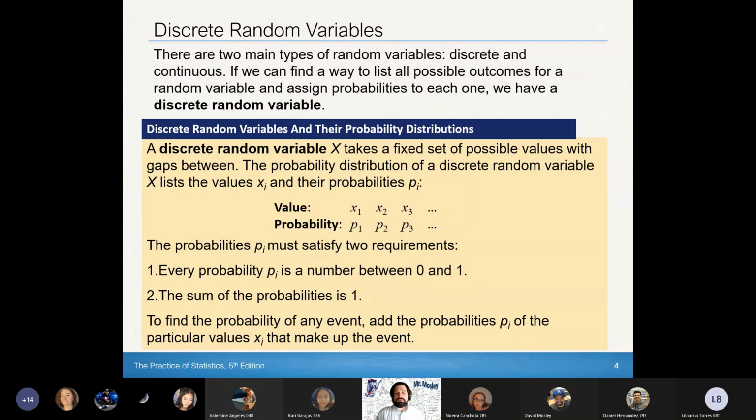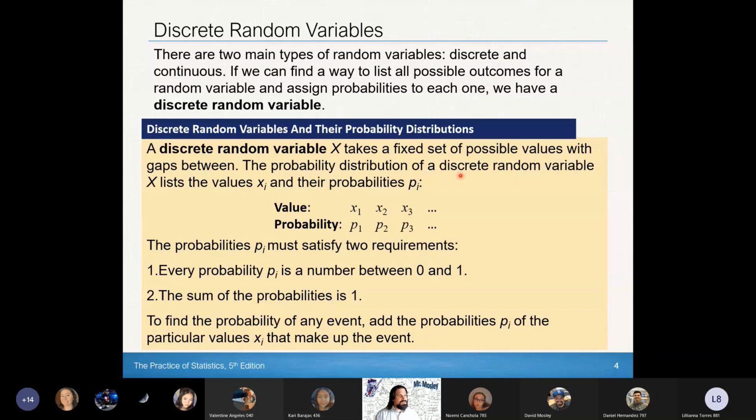So if I can list it, like in the previous example with tossing a fair coin, I can list the different outcomes, right? And each outcome has a specific probability I can assign to it. That is a discrete random variable. So our definition is here. A discrete random variable x takes a fixed set of possible values with gaps between, meaning it's like counting numbers, right? There's a gap between 0 and 1. There are numbers that exist there, but I'm not counting those.